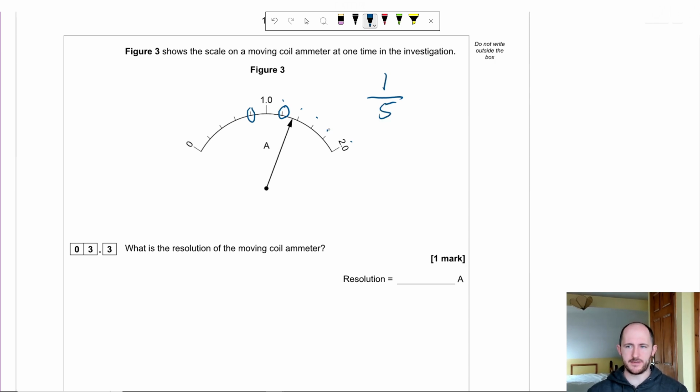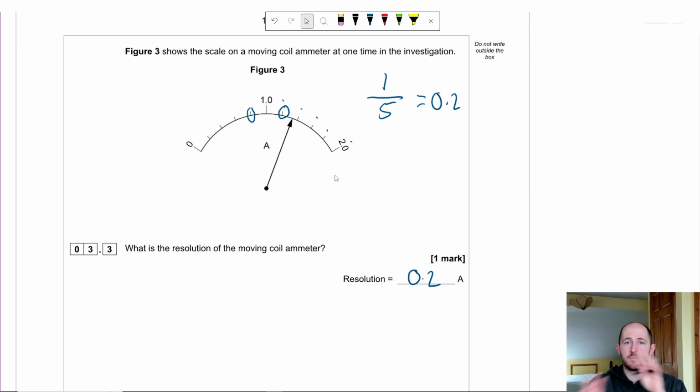So each of them goes up by a fifth, which of course if you put on a calculator is 0.2. So each of those goes up in 0.2. So the resolution, the smallest value you can accurately measure, is 0.2, because basically it's what each of these tiny increments goes up in.